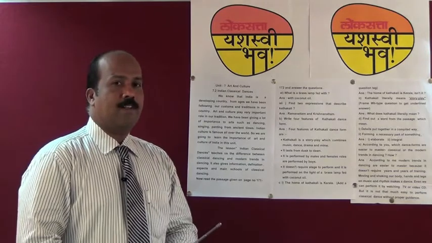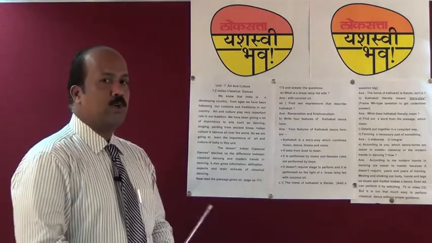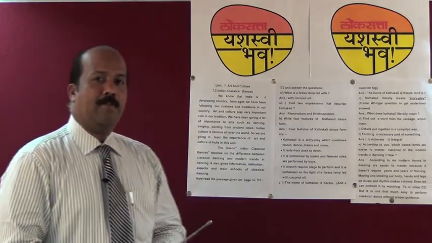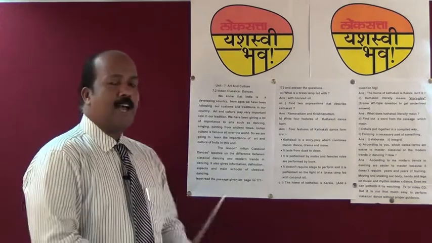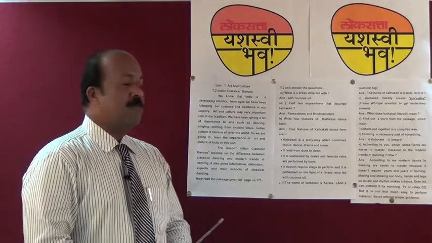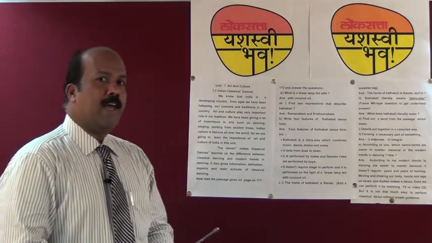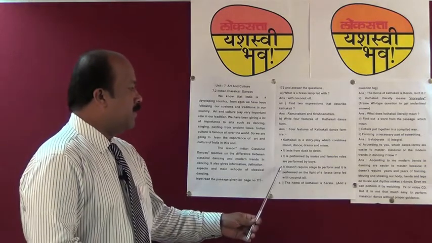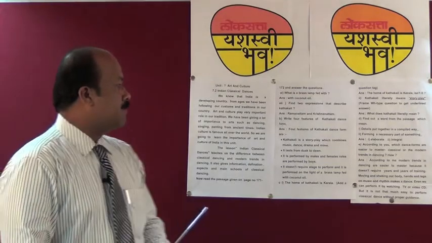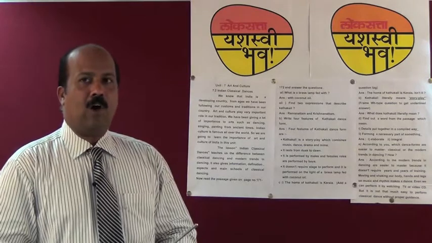Four features of Kathakali dance form are, number 1, Kathakali is a story play which combines music, dance, drama and mime. Second, it lasts from dusk to dawn. Third, it is performed by males and female roles are performed by the boys. Next, it doesn't require a stage to perform. It is performed in the light of a brass lamp fed with coconut oil.